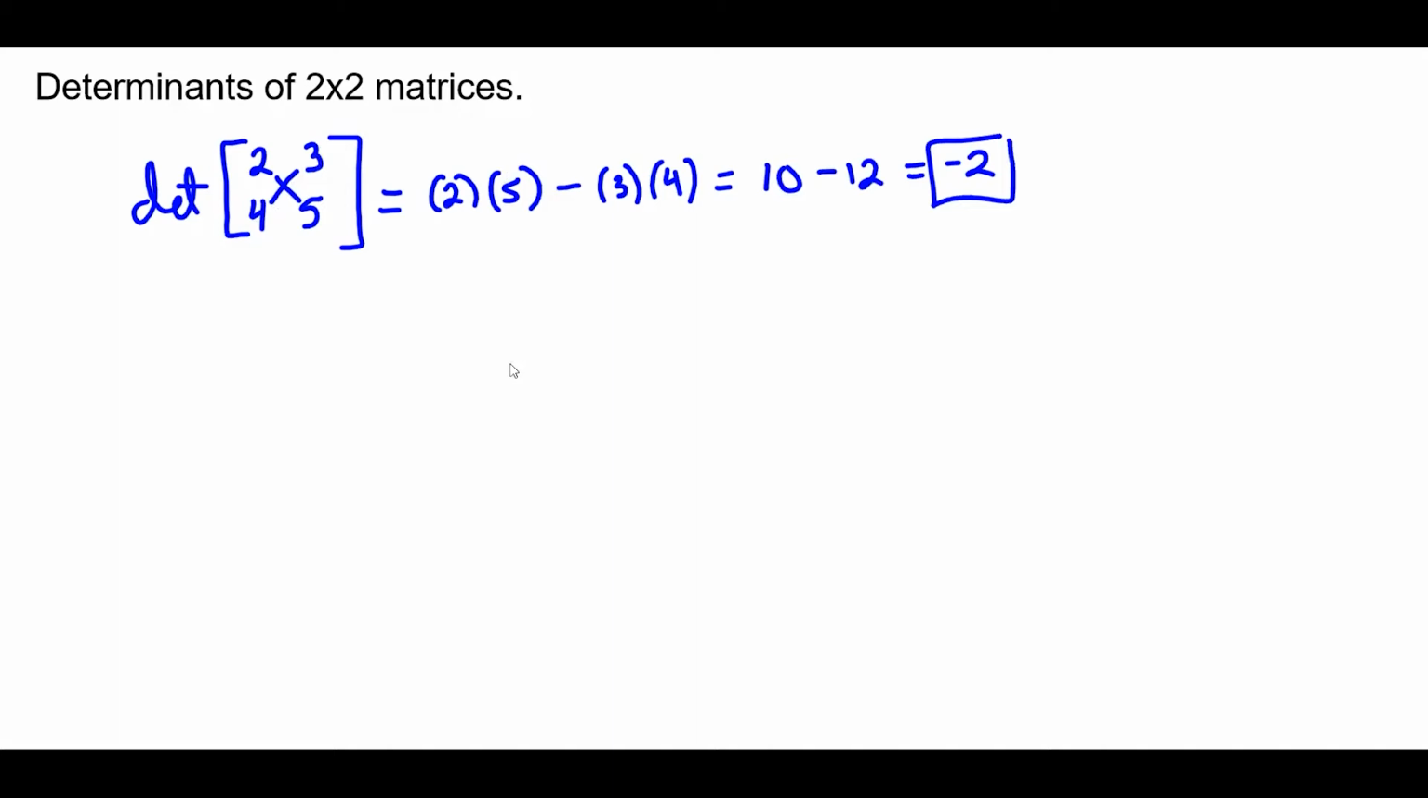So what that tells us, since the determinant is not 0, we know a bunch of stuff. We know that the matrix is invertible. We know it reduces to the identity. We know the columns are linearly independent. We know they span R2. We know the rank is 2. We know the nullity is 0.